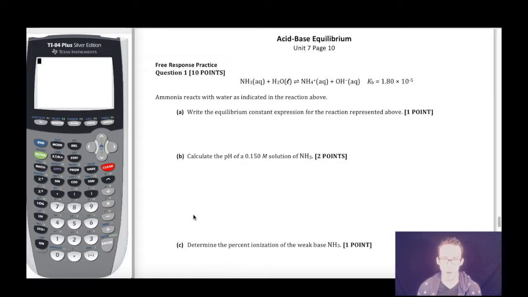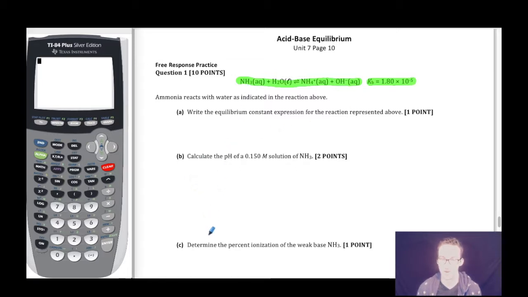It is Mr. Boylan, and we are going to do a quick free response practice problem here to sort of put some of those notes that we just took on acid-base equilibrium into perspective. If you take a look at the free response practice question that you're provided with in your notes, the very first thing that we are provided with is an equation. And that equation also has a Kb value, 1.80 times 10 to the negative 5.